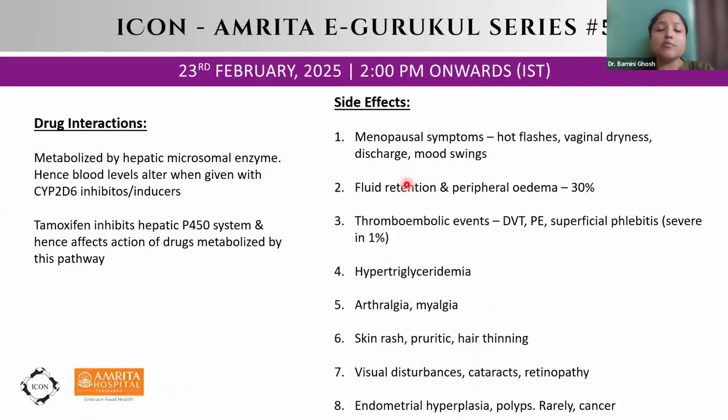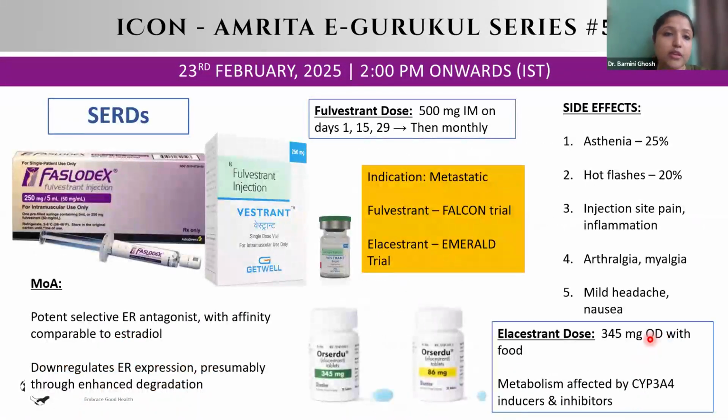Additionally, tamoxifen may cause fluid retention and peripheral edema in 30% of cases. There is risk of thromboembolic events like DVT, pulmonary embolism, etc. It may cause hypertriglyceridemia. It may cause visual disturbances, cataracts, and retinopathy. And since it has agonistic effects on the endometrium, as we have read previously, it may lead to endometrial hyperplasia. However, the incidence of endometrial cancer with this drug is very rare.